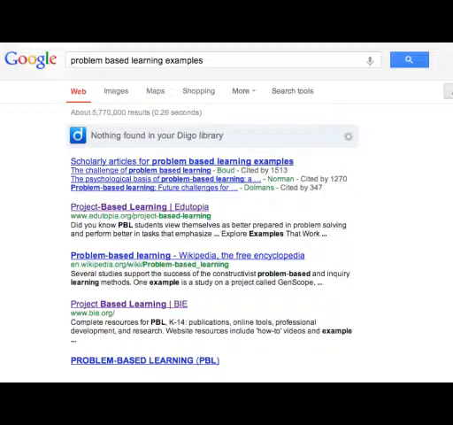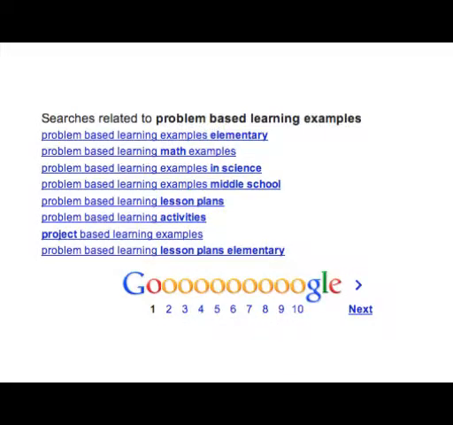Usually, if you're searching on something like problem-based learning, you can get to articles right there. So if you're doing research, you would need to know that Google has Google Scholar, and that is a great place to do your research if you need to cite examples of certain things. So, Google Scholar.